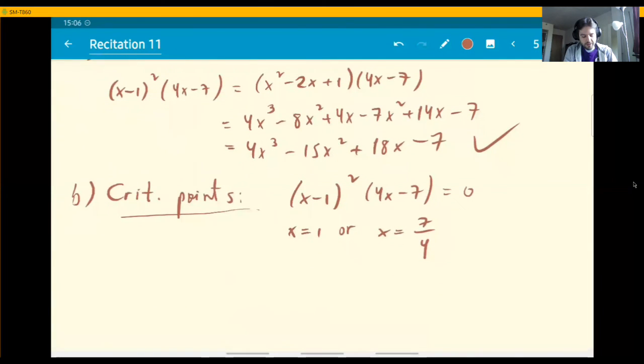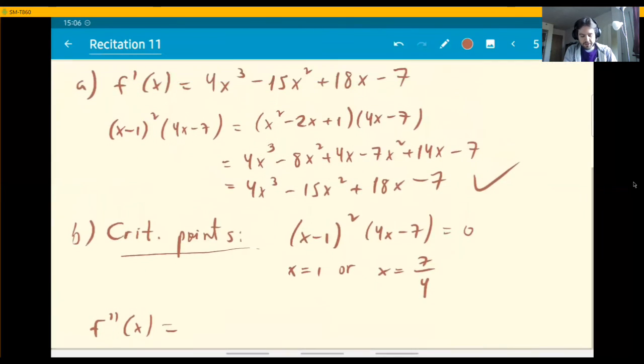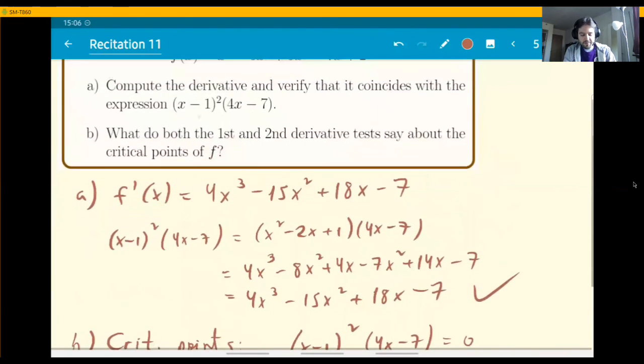Okay, we're going to also need the second derivative because we need to apply the second derivative test. So take f double prime. You can look either in the factored form of f prime to take the derivative. That would require a product rule, probably not very easy. Or you just look at the polynomial expression and take the derivative of that. That's much simpler. So you have 12x squared minus 30x plus 18.